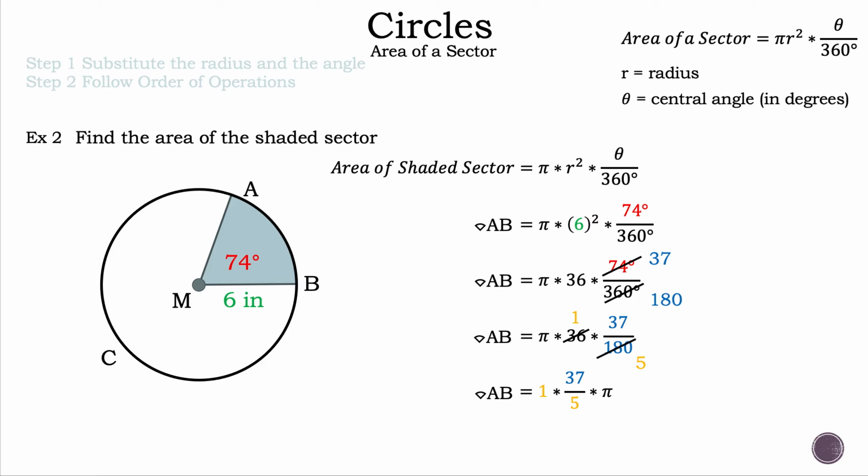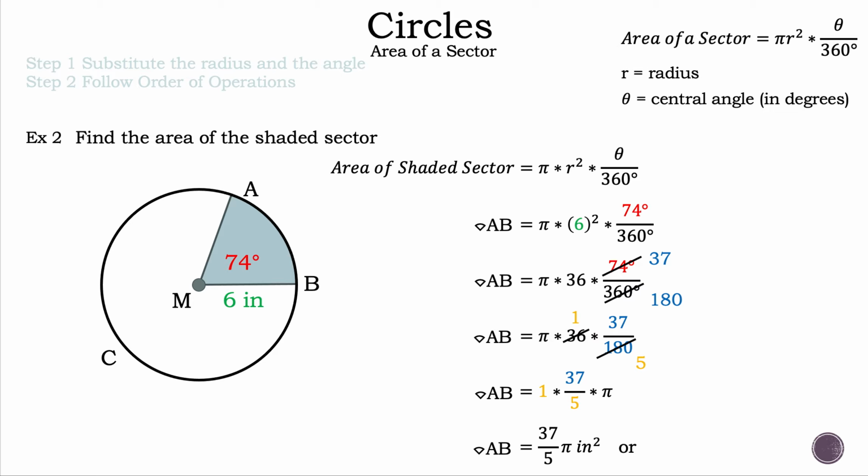Now we put pi at the end because we put irrational numbers last and real numbers first. So that's why, once again, pi is last. So now let's go ahead and multiply the 1 and the 37 divided by 5. And that gives us sector AB is equal to 37 divided by 5 pi. Now we can't forget our units. Our units are inches squared since we're talking about area.